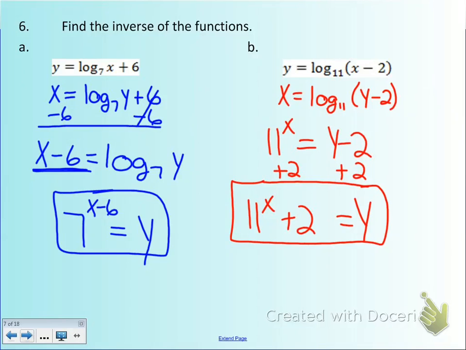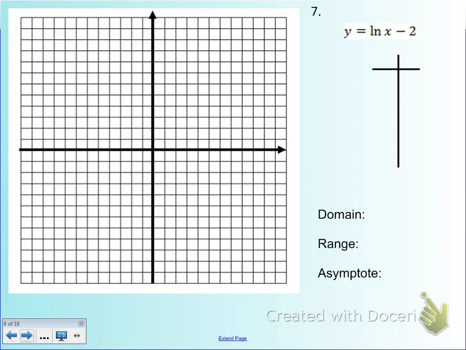Yay! Okay, a couple more graphing problems here. And this time we're going to be graphing logarithms. Remember when we're graphing logarithms, we usually want to plug our numbers into our y value. So on my xy chart, I'm going to plug in 0, 1, 2. So stop the video, give yourself a chance to do this problem, and come back.